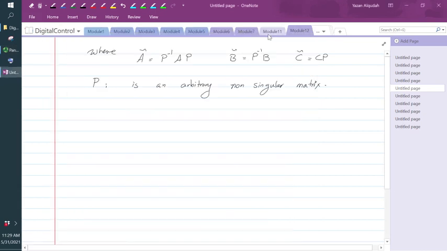Okay, so let's look next at how we get the transfer function from the state space model. So the next topic is the transfer function from the state space model.